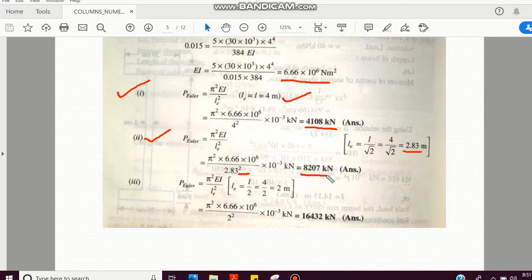Okay. Now the third one. Third one is both end fixed. For both end fixed, the equivalent length is actual length by 2, so that becomes 2 meter. So the Euler's load is pi square EI by 2 square, so that is 16,432 kilonewton. Okay.